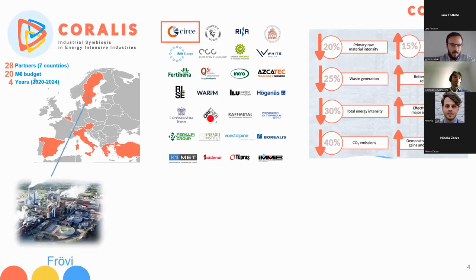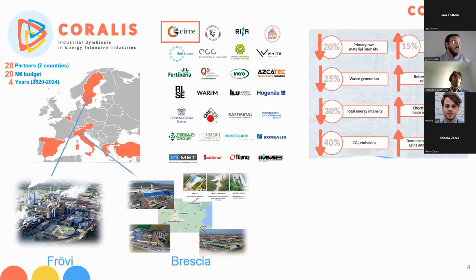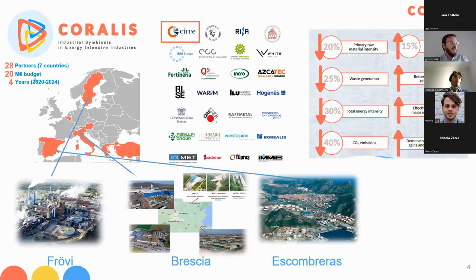So, as mentioned, we have 3 demo sites, one in Sweden, in the central part of Sweden, which is Fröbi. Then we have a consortium or partnership of 4 industrial sites dedicated to steel and aluminium production in the Brescia region in the northern part of Italy. And then we have the Escombreras Valley in the southeast of Spain.